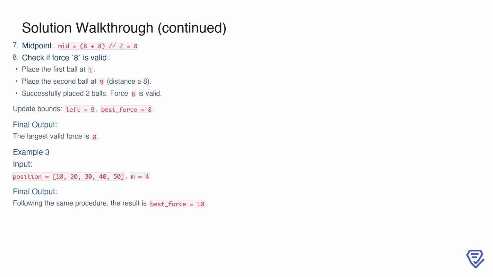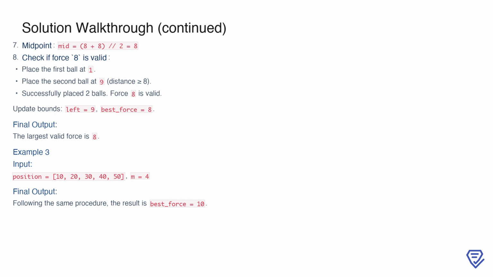Finally, we compute the last midpoint, mid equals (8 + 8) / 2 equals 8. To check if a force of 8 is valid, we place the first ball at position 1 and the second ball at position 9, ensuring a distance of 8. Since this placement is successful, force 8 is valid. We update the bounds to left equals 9 and best_force to 8. This concludes the binary search, and the largest valid force is 8.